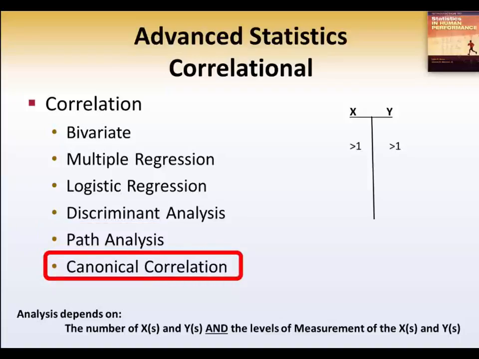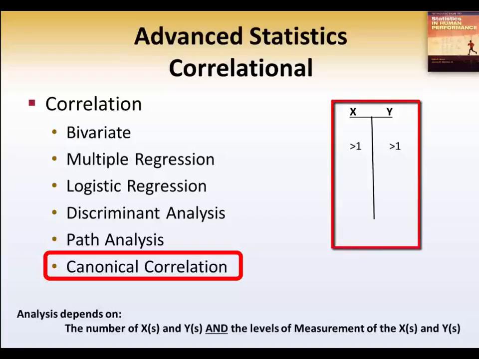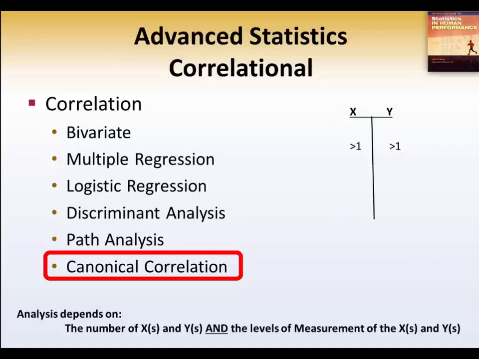Canonical correlation we've mentioned before, and this is when you have multiple independent variables and multiple dependent variables. You would look at the correlation between sets of variables, both independent and dependent. Here we've indicated the number of x's and y's and how they relate to the various correlational procedures. Now let's take a look at the nature or the levels of measurement associated with each of these correlational procedures.